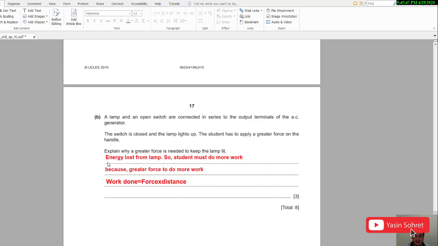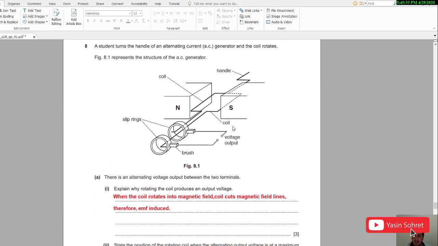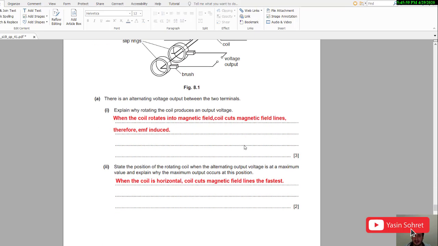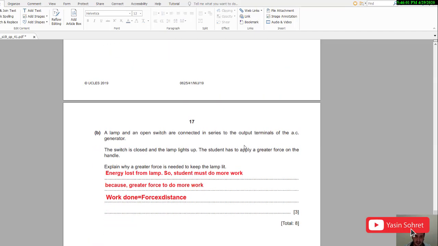Because energy is given out, or lost, from the lamp, so the student must rotate the handle faster to cut many more magnetic field lines and to increase the induced EMF. So energy is lost from the lamp, so the student must do more work, or must rotate faster, because a greater force is needed to do more work. Remember, work done is equal to force times distance. So when you apply, the distance is the same because the circumference of the rotation is not changing, but the applied force must be increased.